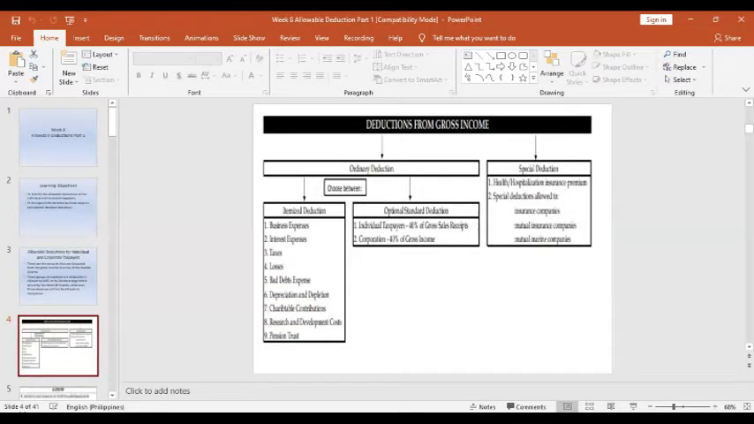So going back to the ordinary deduction in the itemized, this is the highlight of our topic for today, which is the first part of the itemized deduction. We are going to discuss the business expense, interest, taxes, losses, and the bad debts expense.